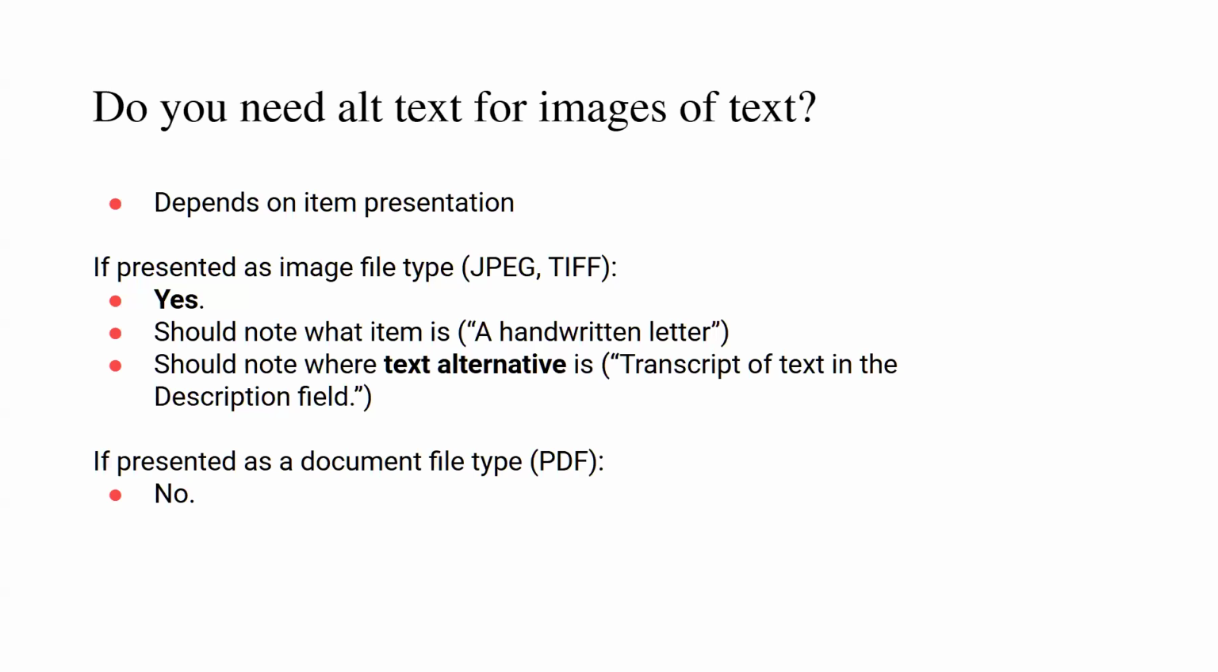You don't need the alt text to be detailed or descriptive. It should just note what the item is and where that text alternative can be located, right? So the idea there is someone comes to that page, they can't see the image, they hear, oh, this is a letter, the transcript of the letter is in the description field, they know where to go to get that transcript, right? If, however, you are presenting it as a document, so likely a PDF, then no, you wouldn't have alt text for the PDF file itself, right?